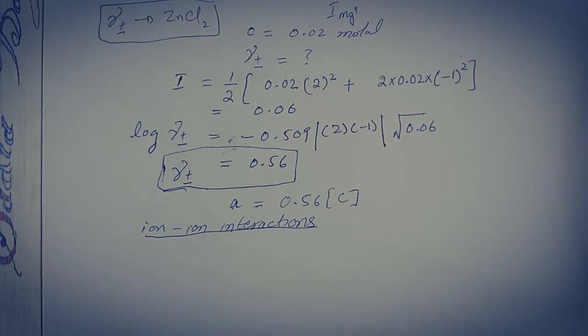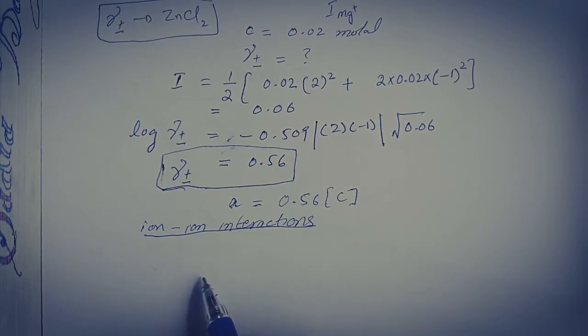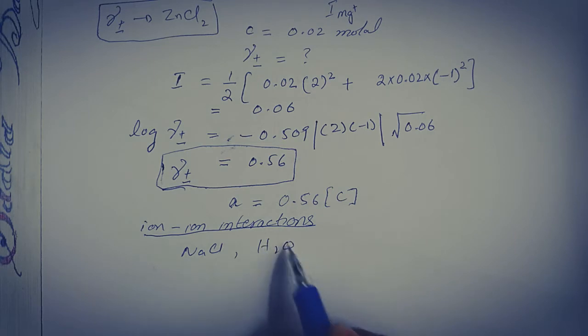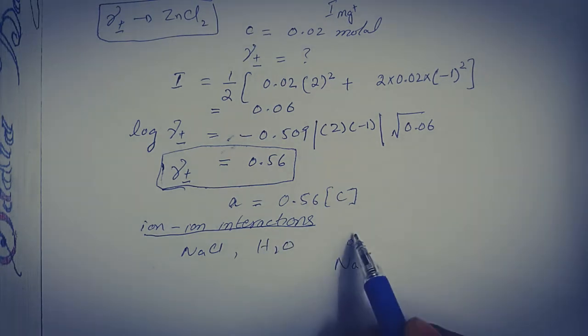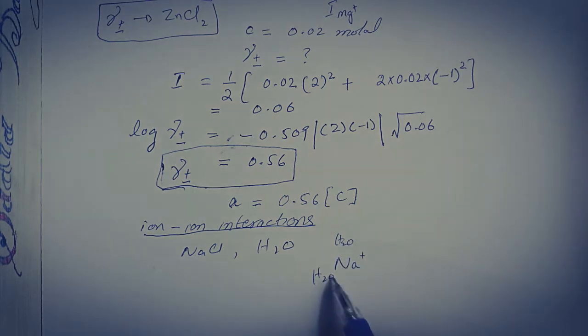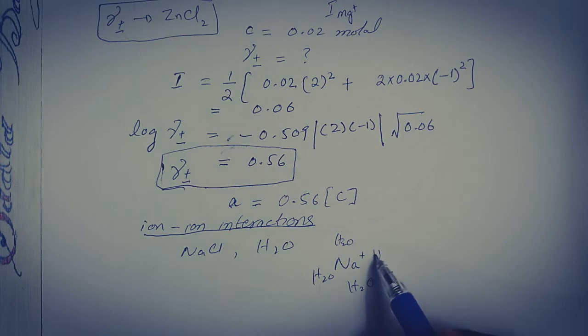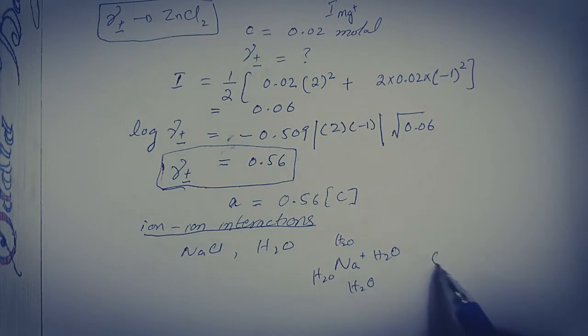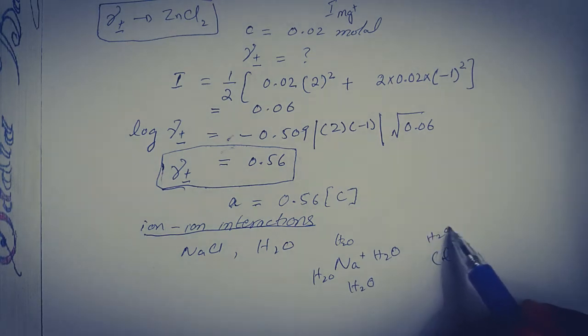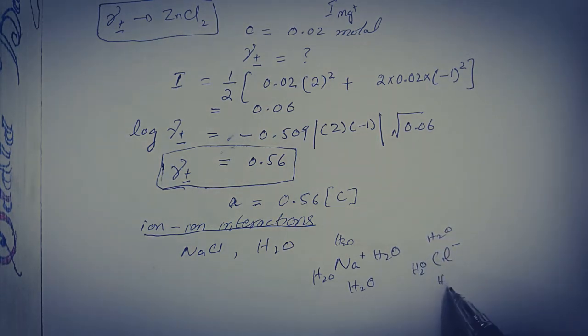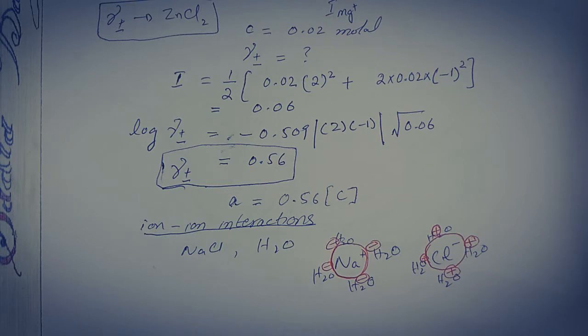as we know that when a salt is dissolved in a solvent, for example sodium chloride is dissolved in water, then the sodium ion is surrounded by water molecules, as well as the chloride ion. The sodium ions are attracted by the negative part of the water, that is the oxygen, whereas chloride ions are attracted by the positive part of the water.